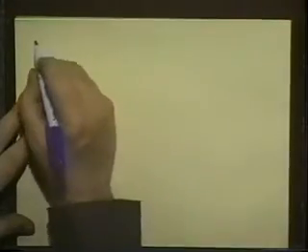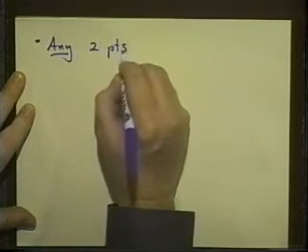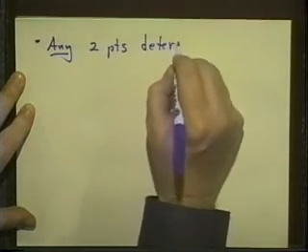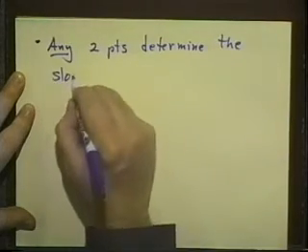And just to repeat what we saw on the previous page, any 2 points determine the slope of a line.